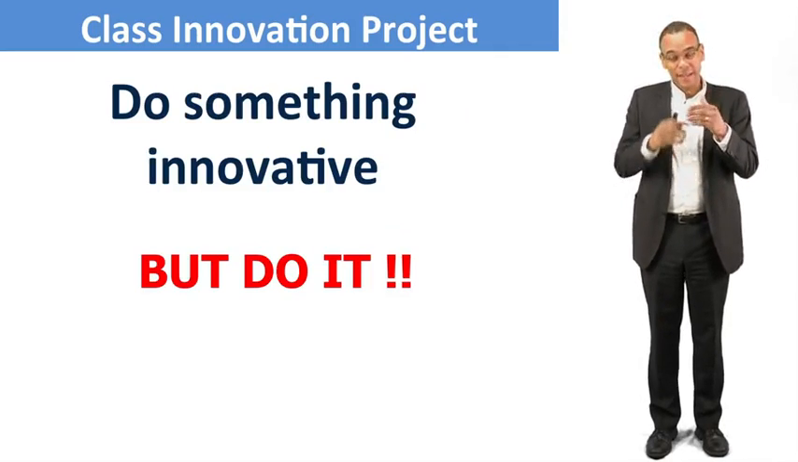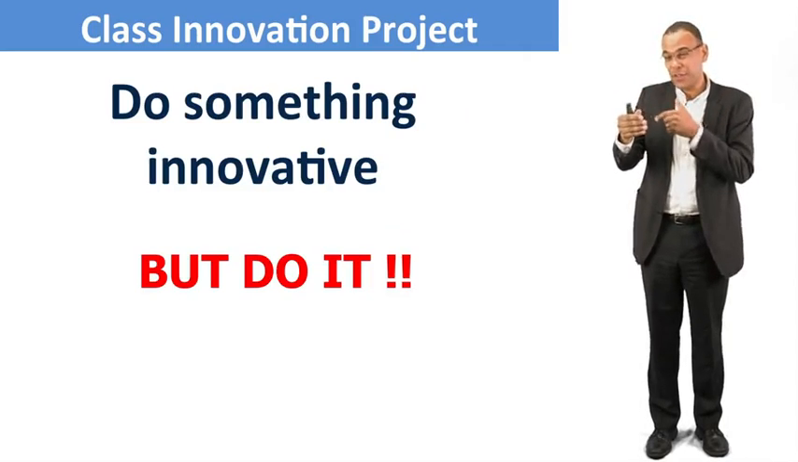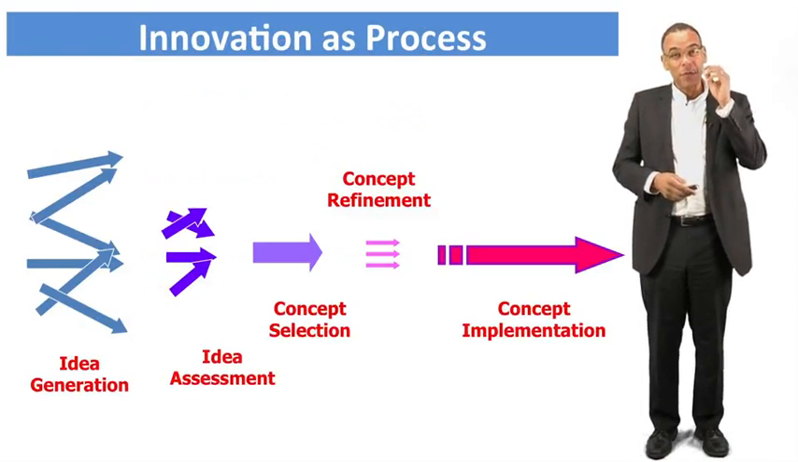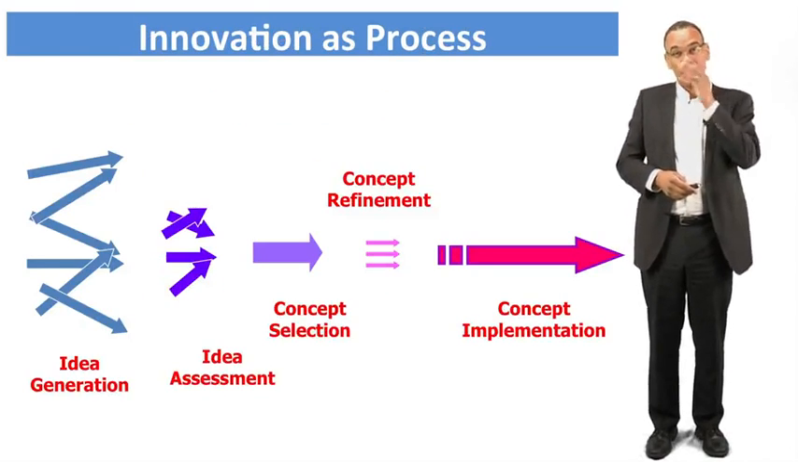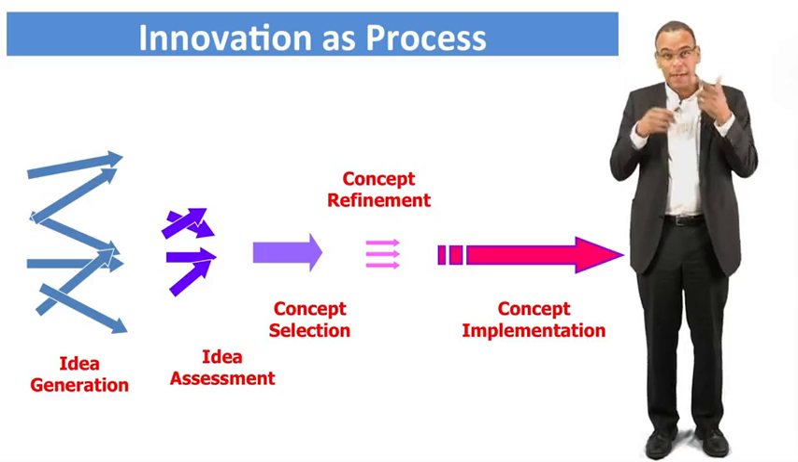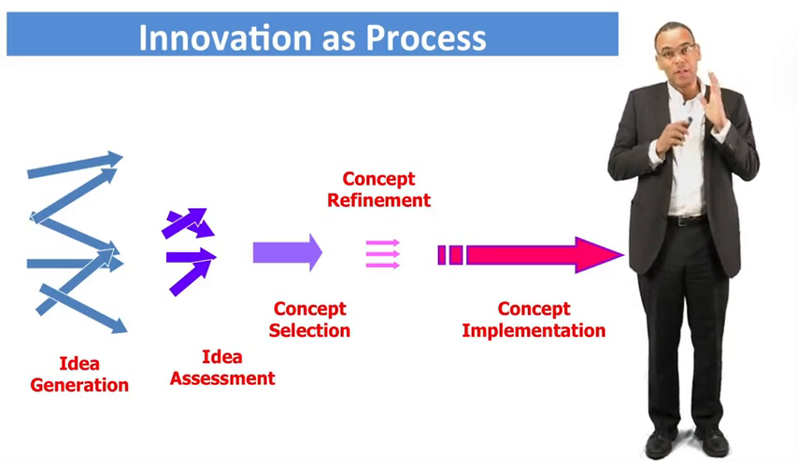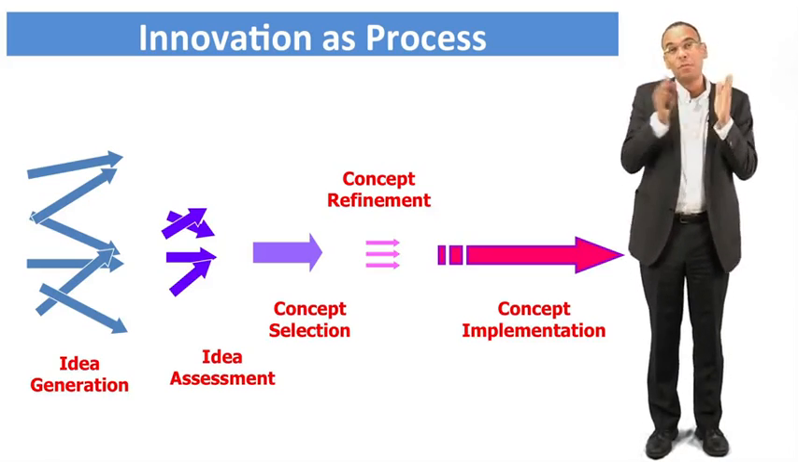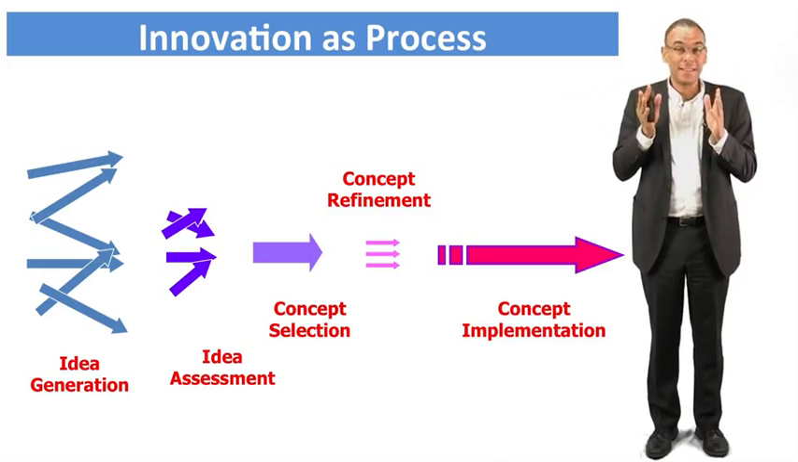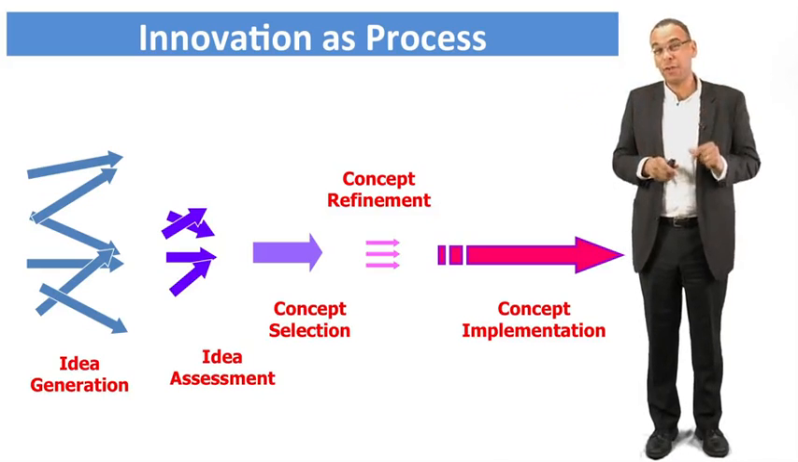The idea here is that if we go through the entire innovation process, and I'll show you the process in a moment, that is, we go from idea generation to the stage of idea assessment, to concept selection, and then we go to refinement, because it never works the first time. We're then going to go to concept implementation. If we go through this entire process from there to there, which is what I would call the innovation process, we will actually have learned something.